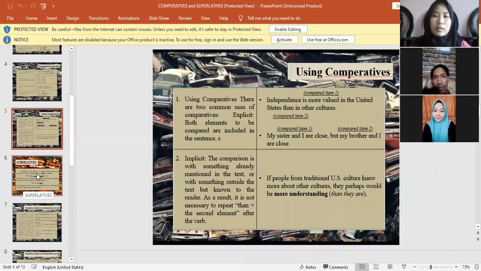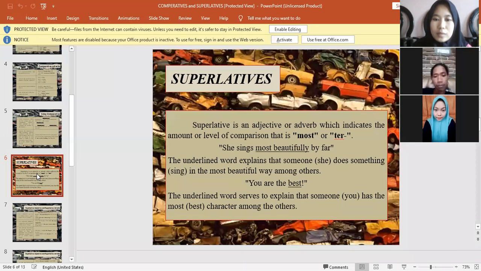The next is superlatives. Superlative is an adjective or adverb which indicates the amount or level of comparison that is most or best. For example, she sings most beautifully by far. The underlined word explains that someone, she, does something, sing, in the most beautiful way among others. The other example, you are the best. The underlined word serves to explain that someone, you, has the most or best character among the others.